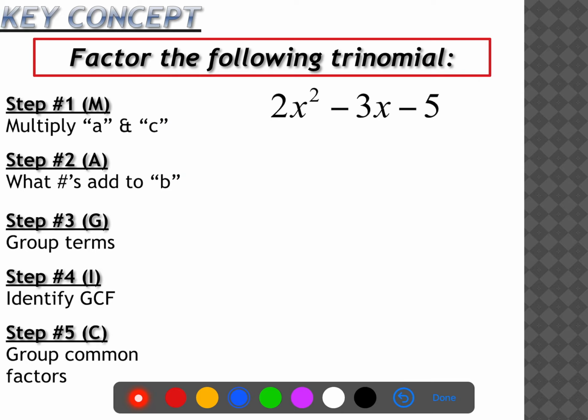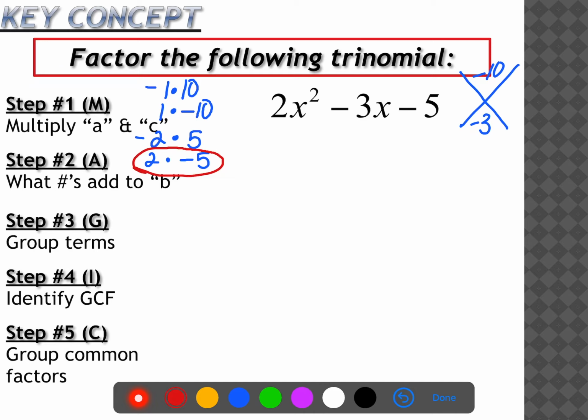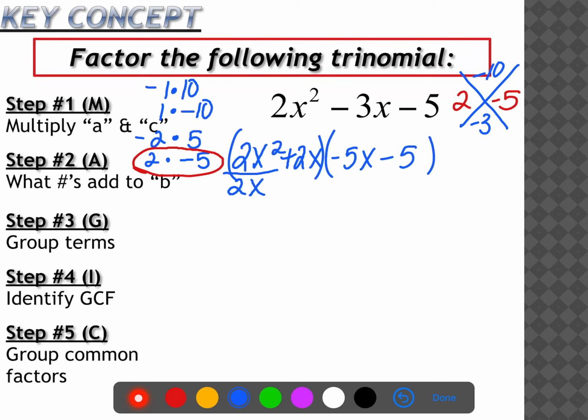All right, pause your video and try and do this one on your own. So a times c is -10, b is -3. All right, so there are my options. Which one is going to add to a -3 though? That's the only choice. Okay, so hopefully you picked the correct factors. And group.